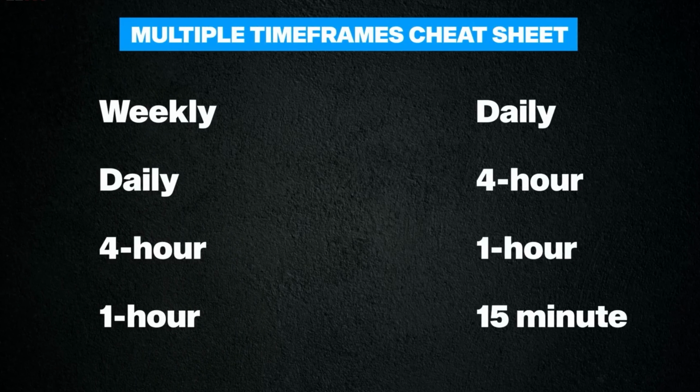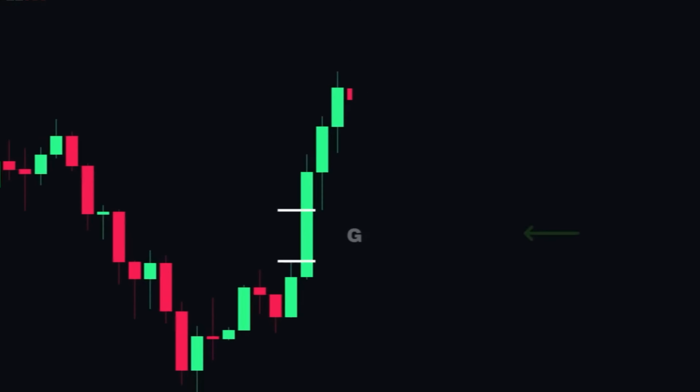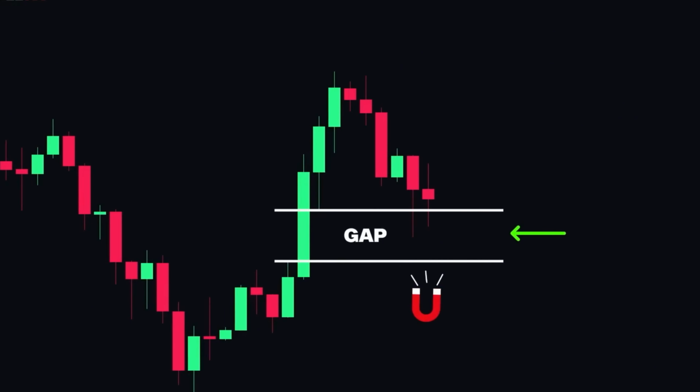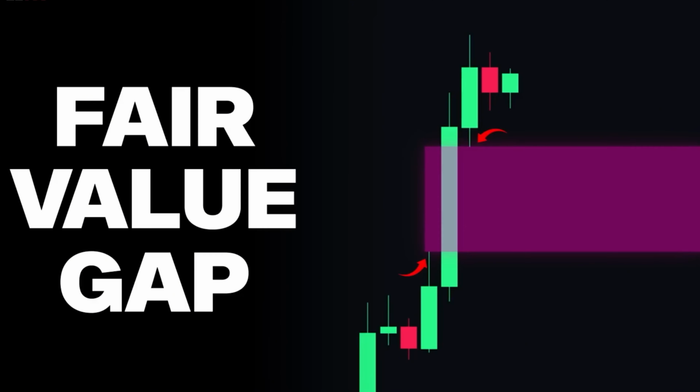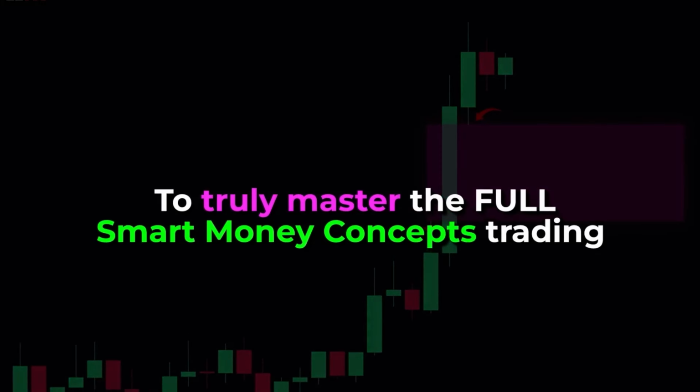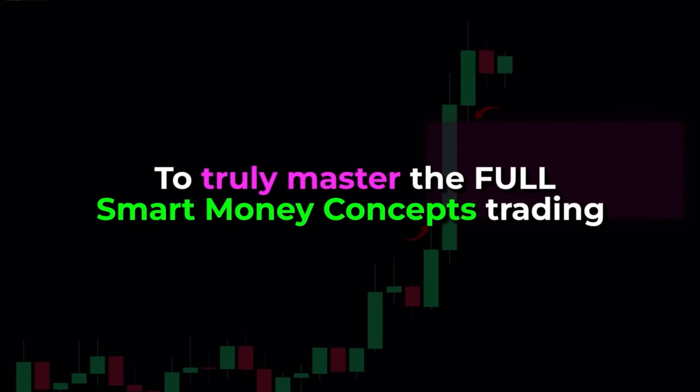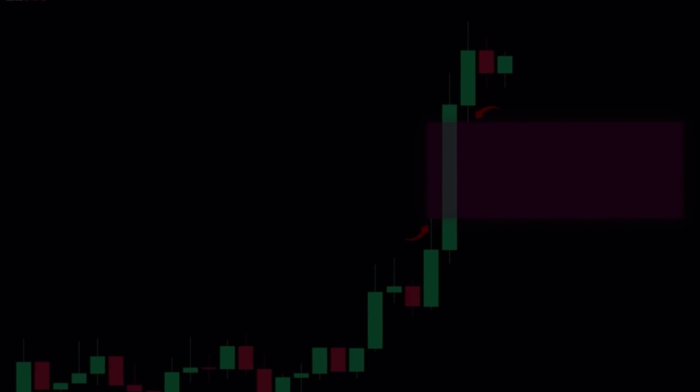Now, here's a quick guide on which time frames to choose for multi-time frame confirmation. So as you can see, trading the fair value gaps can be very profitable, and that's how you can use fair value gaps to gain an edge in trading. However, understanding the fair value gap is just one piece of the puzzle to truly master the full smart money.